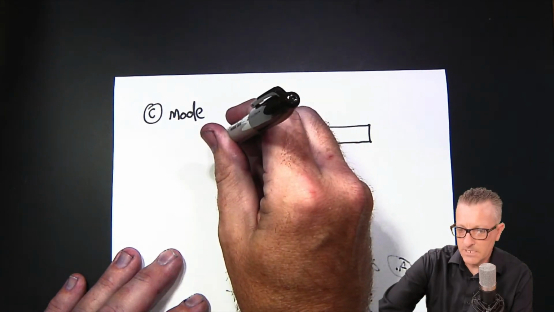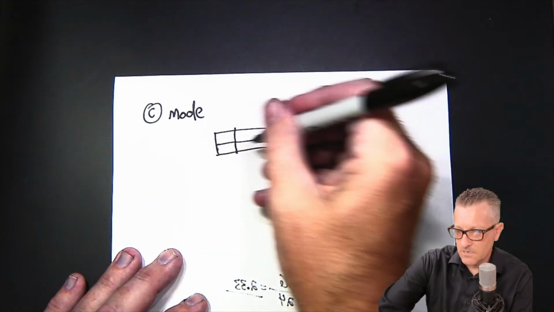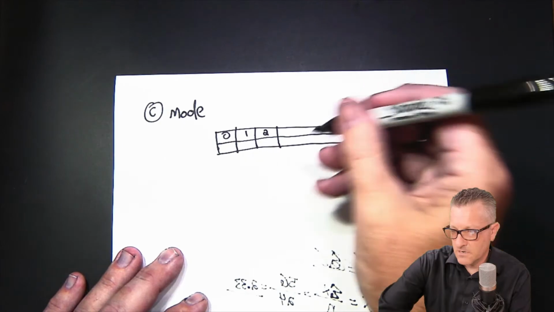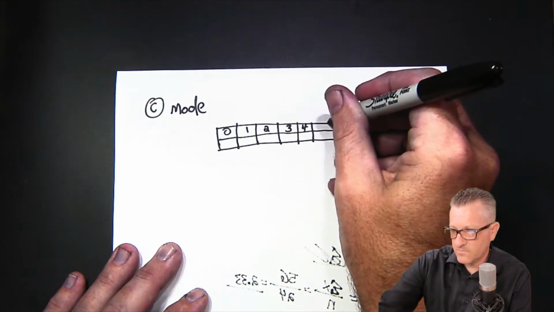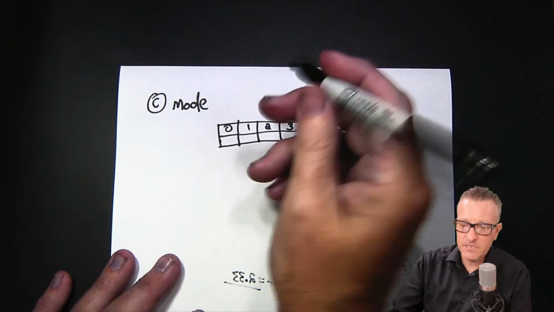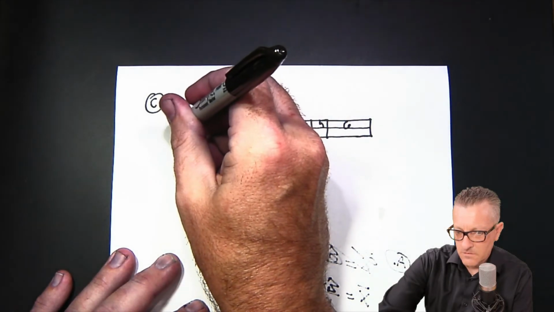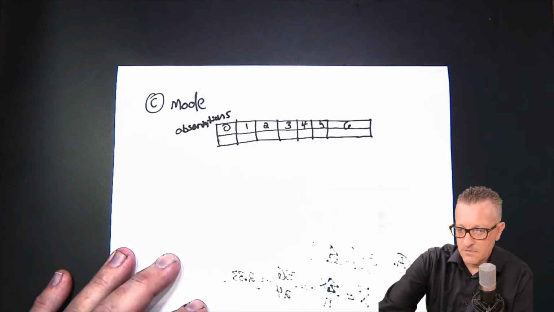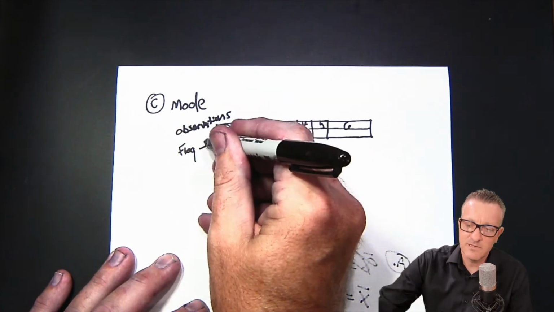Trying to make it with sharp lines. Let's see, we need 0 to 6. So 0, 1, 2, 3, 4, 5, and 6 is really big. That's okay. Okay. And then now, this is the actual observations. And then the next one is frequency. So we're going to write in how many times these numbers come up.